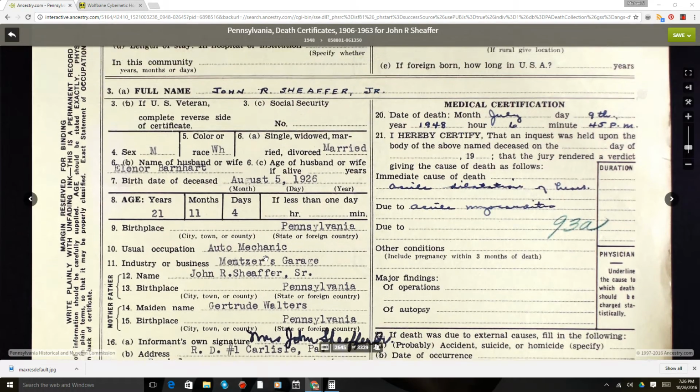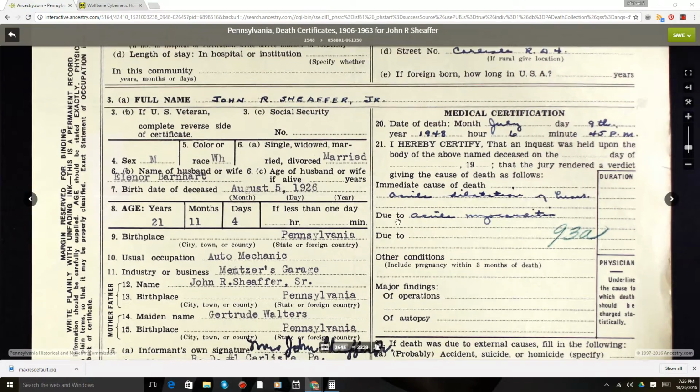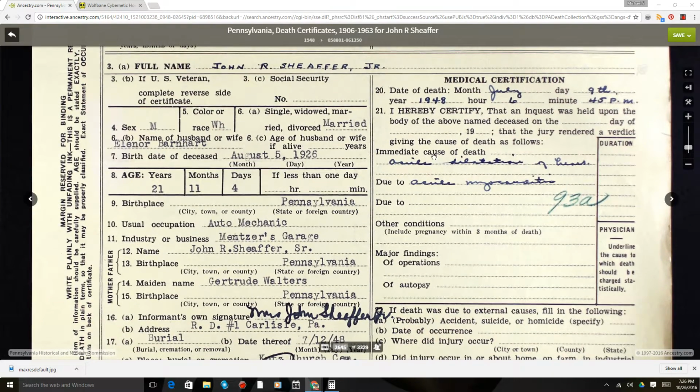And then we'll just go over to the medical side, and we see that he died July 9th, 1948 at 6:45 p.m. And it doesn't appear that he was under a physician's care, and we know he was 21. So what's this cause of death tell us then? Was it sudden? We'll have to see here. It looks, and this is where the handwriting gets a little dicey here.